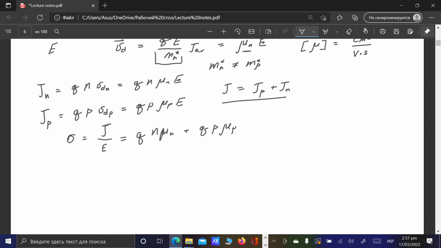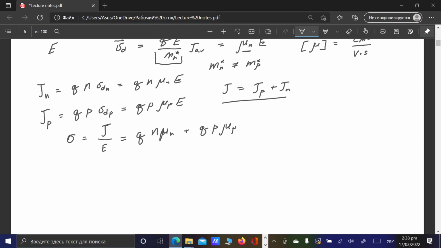However, there is another contribution to charge transport, and that contribution is diffusion. Diffusion happens when we have some gradient of concentration. If at some point of the semiconductor we have an excessive concentration of electrons or holes, we will observe a gradient of concentration, and this gradient will drive charge transport via the diffusion mechanism.